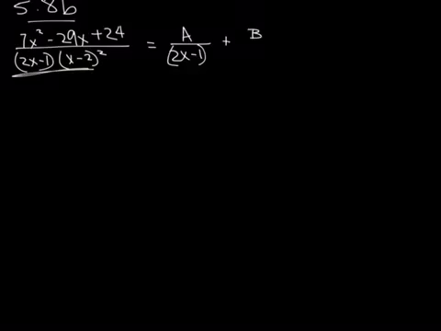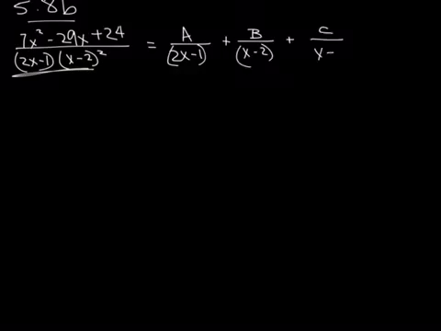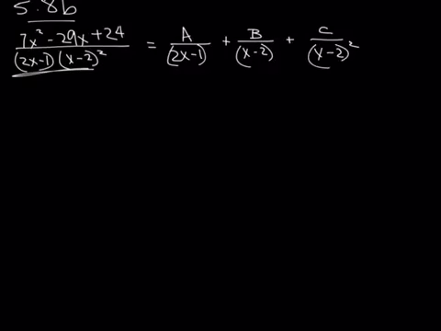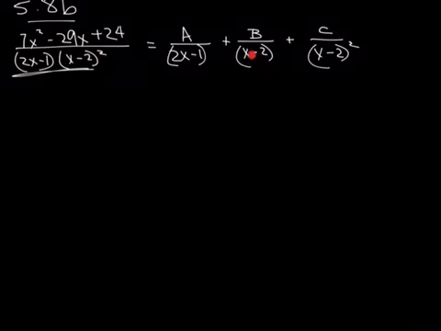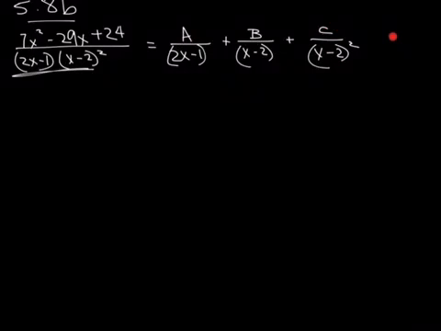And then I'm going to put a B, and this is where it gets kind of weird. I'm going to put an x minus 2, and then I'm going to put a C over x minus 2 squared. What's happening here is because this is squared, we get an x minus 2 to the first power and x minus 2 to the second power. If this was cubed, x minus 2 to the first, x minus 2 to the second, and x minus 2 to the third. We'd have an A, B, C, and D.